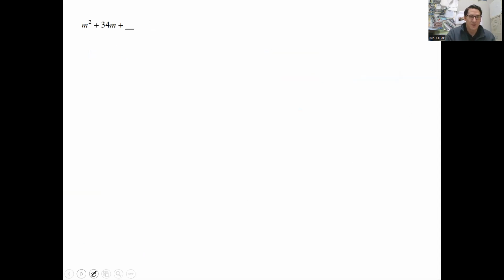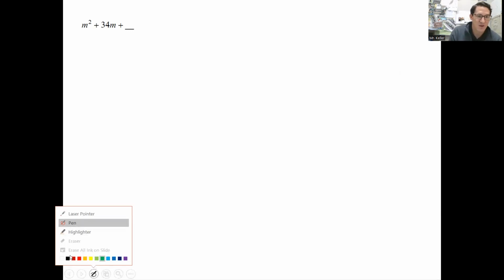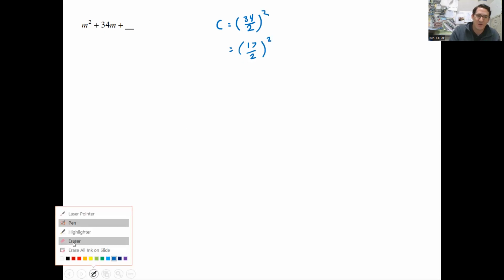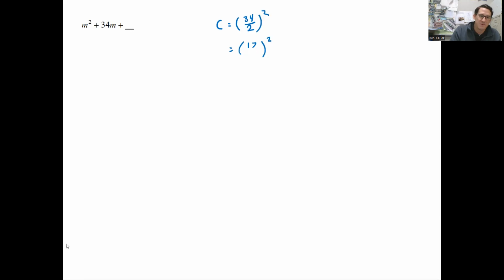So let's go to the next one, where we're just going to skip all that factoring. I still need to find the c value. So c is equal to b divided by 2, squared. B divided by 2, that's 34 divided by 2, which is 17. I forgot to put the square. It's 17 squared.